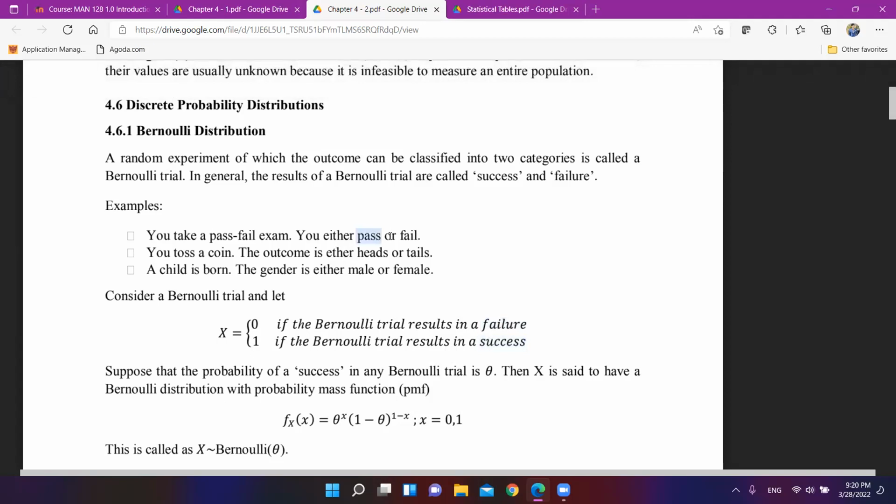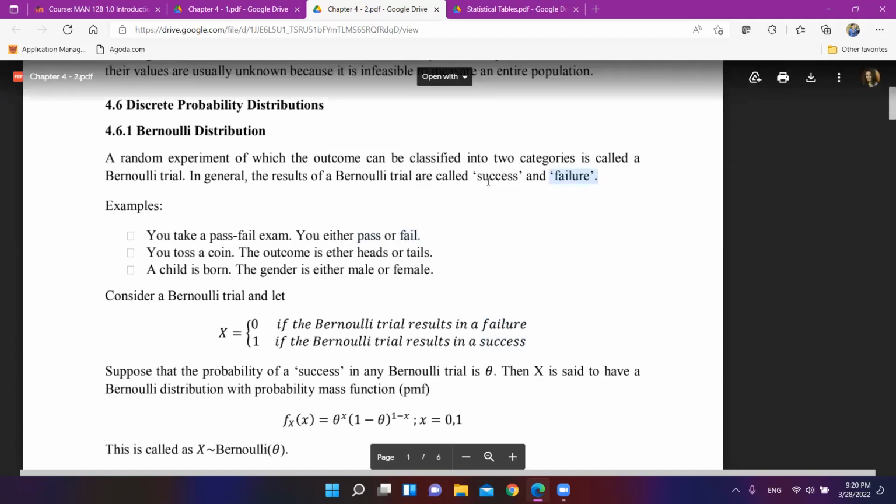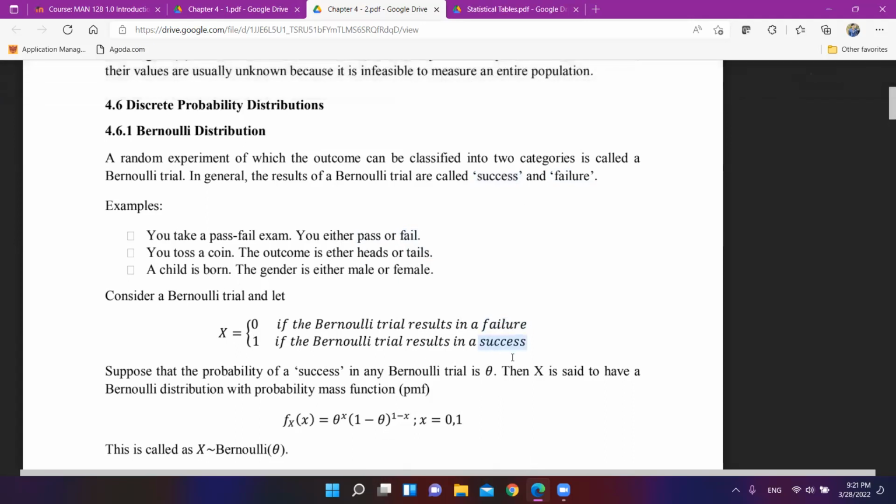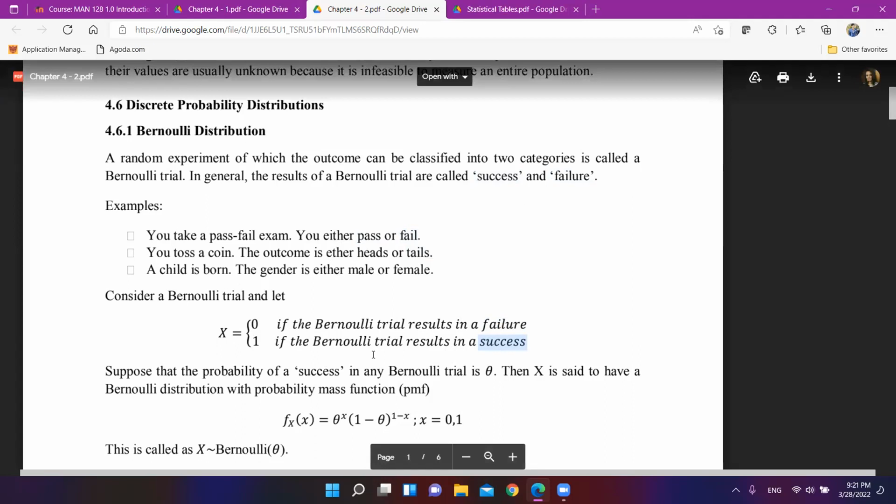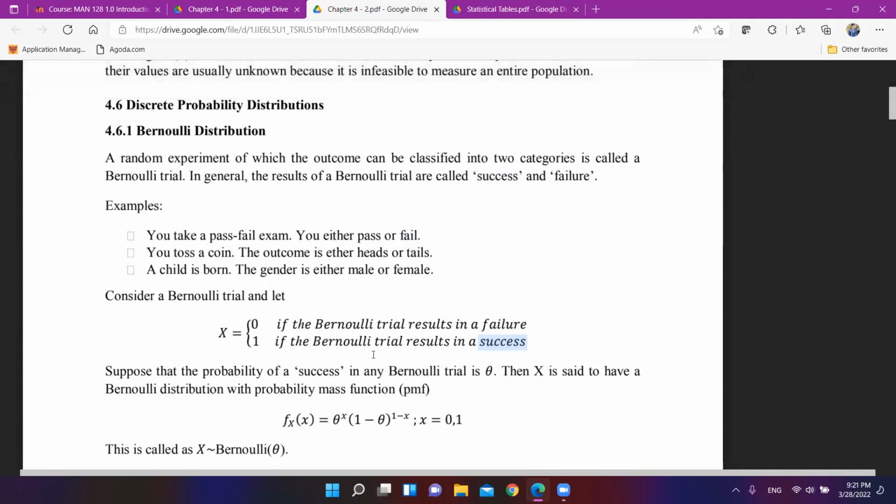Now we don't have to take pass as success and fail as failure, right? Fail can be the success and pass can be the failure. You can define these things. That's not a problem. Then you have to assign 0 for what you define as failure and 1 for what you define as success. It's a binary thing, right? So x can take values 0 and 1, that's it. If a head comes, 0, and if a tail comes, 1. Or otherwise, if a head comes, 1, and if a tail comes, 0, any way, right?